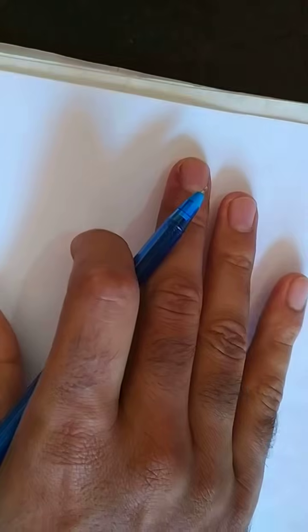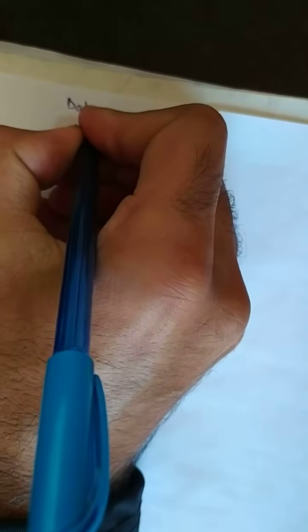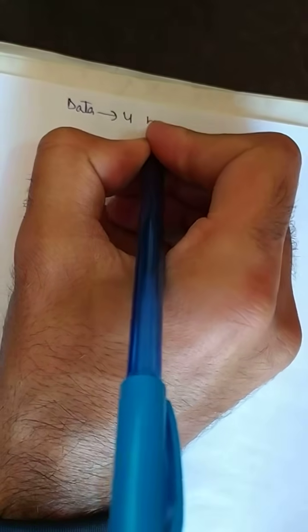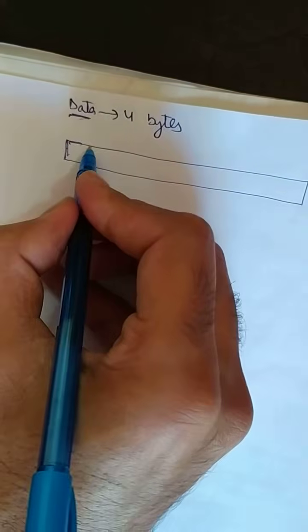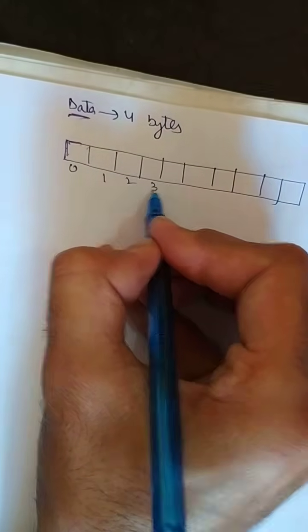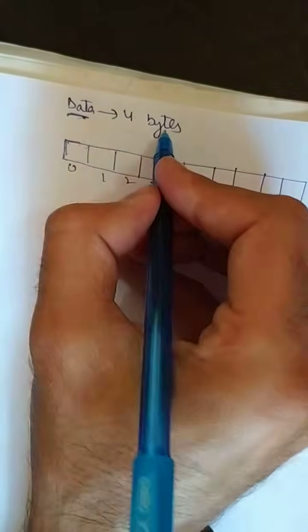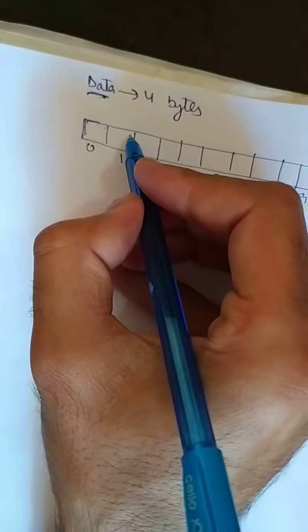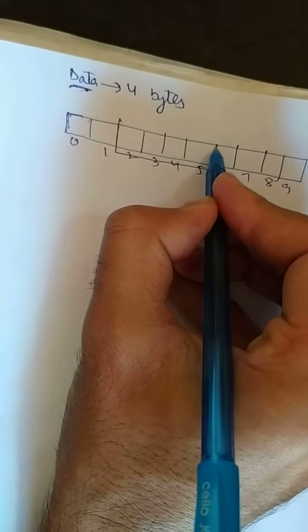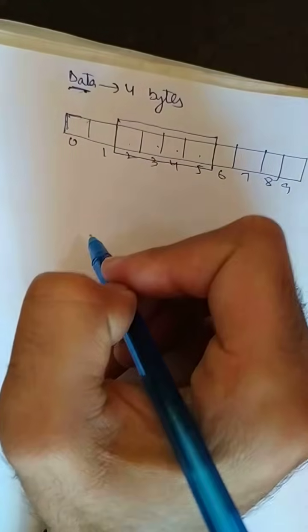So let's say I have data, and the data is of 4 bytes. I want to store this data in my memory. Let's say I have a memory with addresses 0, 1, 2, 3, 4, 5, 6. This data has 4 bytes, and 4 bytes means it can be stored in 4 locations.